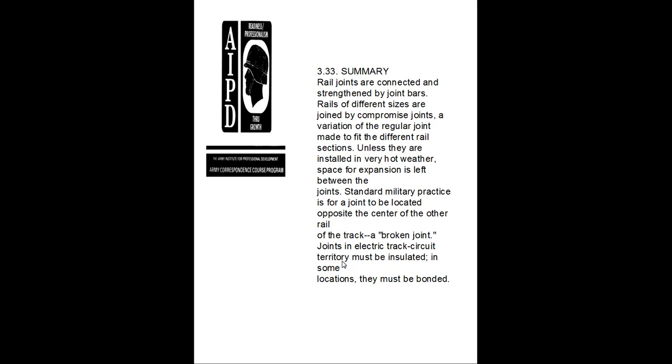3. Summary. Railway joints are connected and strengthened by joint bars. Rails of different sizes are joined by compromise joints, and the variation of regular joints is made to fit the different rail sections unless they were installed in very hot weather. Spaces for expansion are left between the joints, and standard military practice is for a joint to be located opposite the center of the rail on the other side. Railway joints in electrical track circuit territory must be insulated. In some locations they must be bonded.